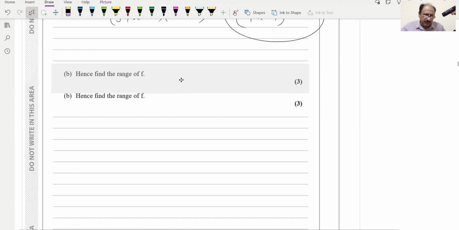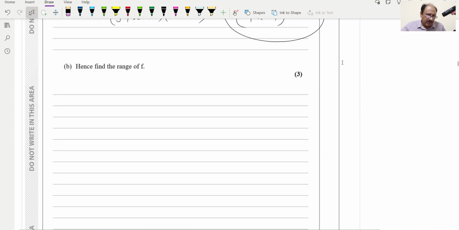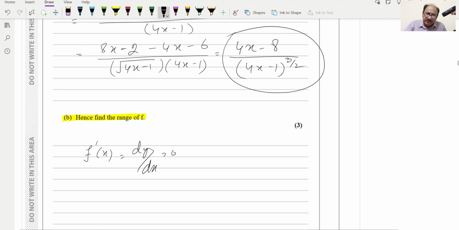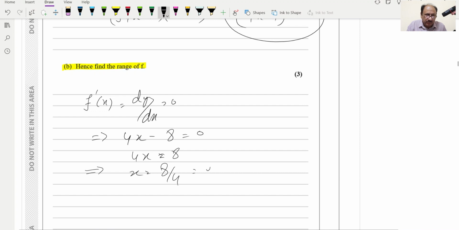Now B part says hence find the range of f. For the range of f, we will be putting f dash of x, which is dy over dx, equal to 0. So if derivative is 0, it means this numerator will be 0. So this implies 4x minus 8 will be equal to 0 and 4x will be equal to 8. This implies x is equal to 8 by 4, which is equal to 2.